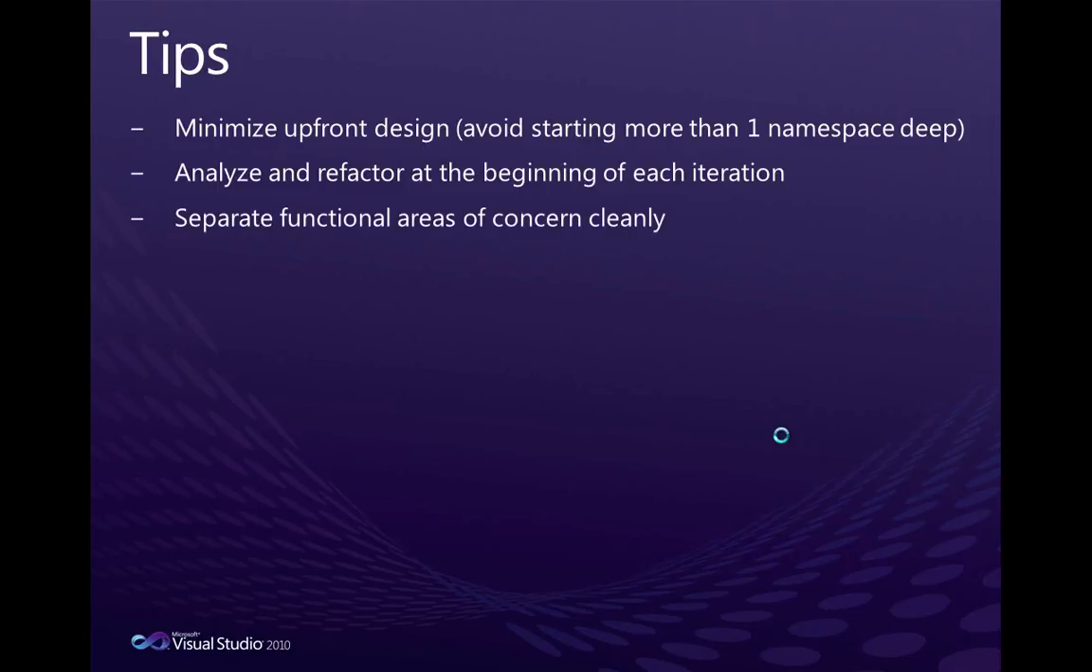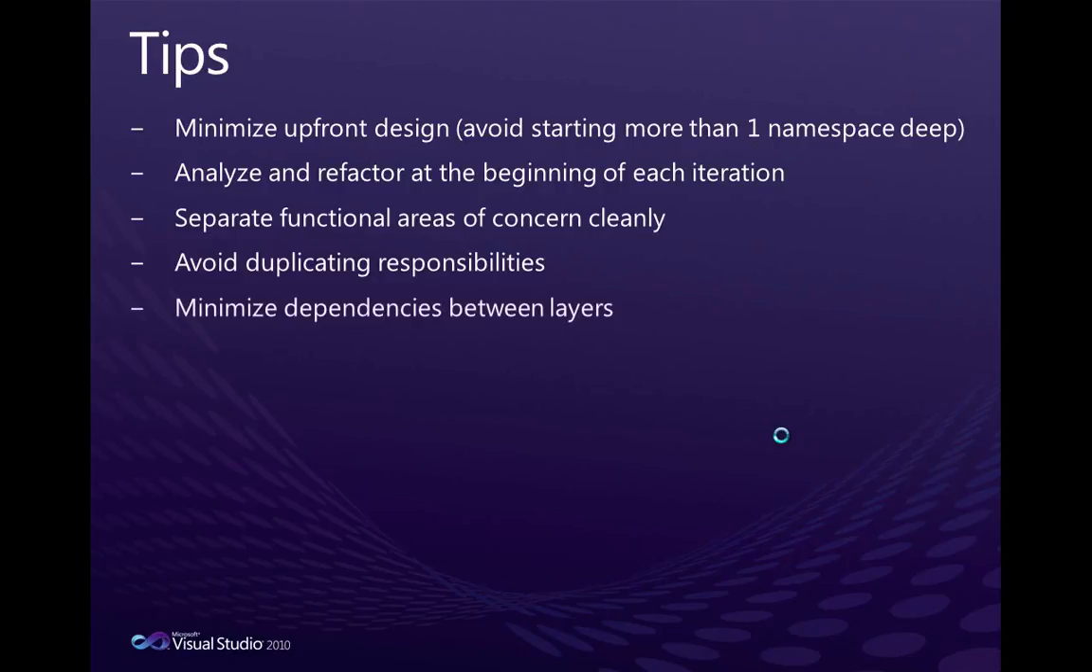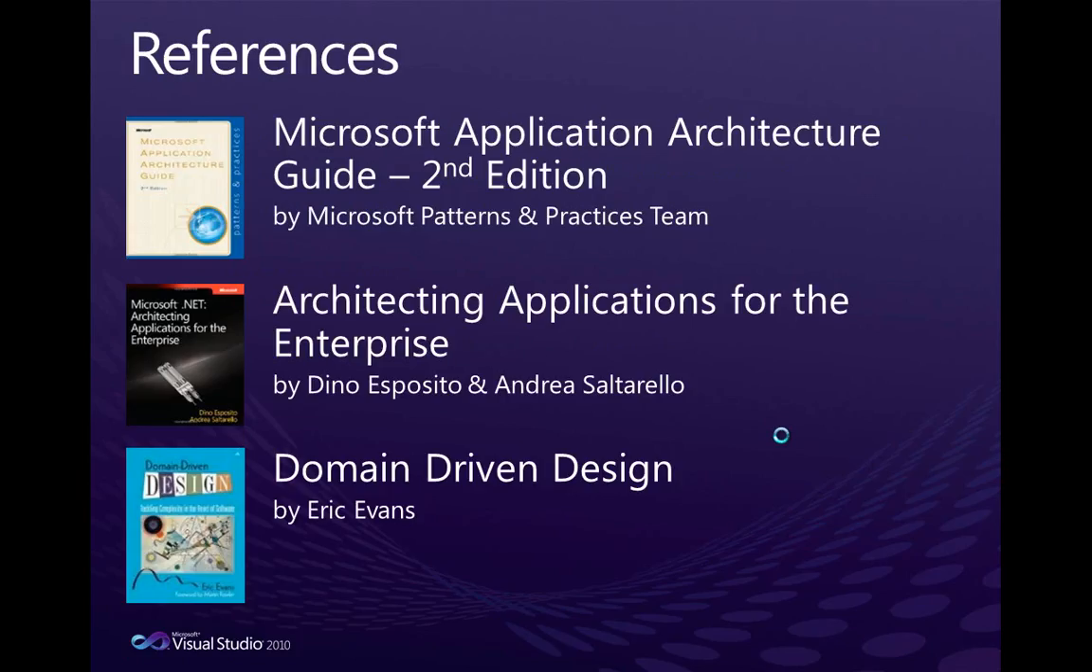Be sure to separate your functional areas of concern cleanly and avoid duplicating responsibilities. Minimize those dependencies between layers. And last but not least, all these tips mean nothing more than making it completely obvious where the code needs to go during implementation. Here's some great references for you. First, the Microsoft Application Architecture Guide we mentioned earlier, Architecting Applications for the Enterprise, and Domain-Driven Design. All three of these provide excellent guidance around layering your applications.